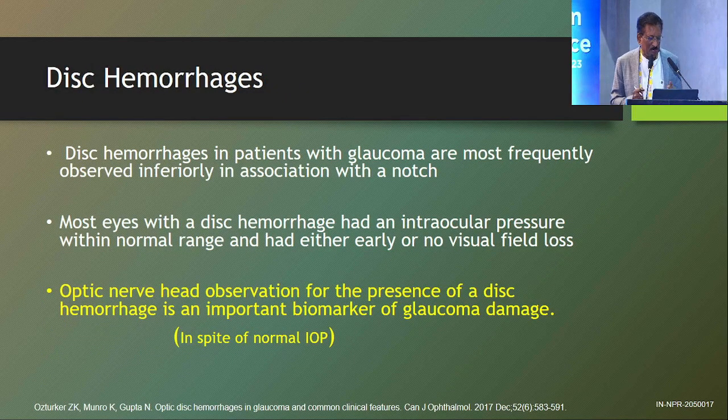Disc hemorrhages in a patient with glaucoma are most frequently observed inferiorly, along with PPCRA and nerve fiber layer defects and a corresponding field change. So, it is also very important. And optic nerve head observation for the presence of a disc hemorrhage is an important biomarker for glaucoma damage.